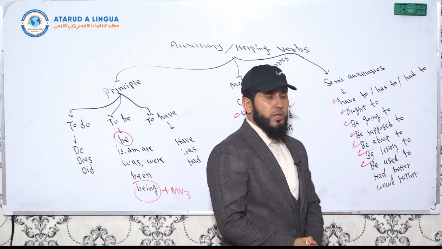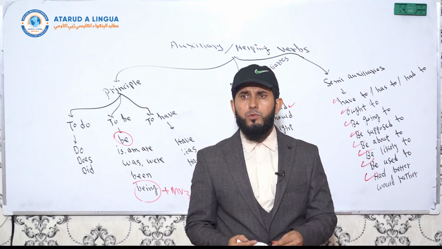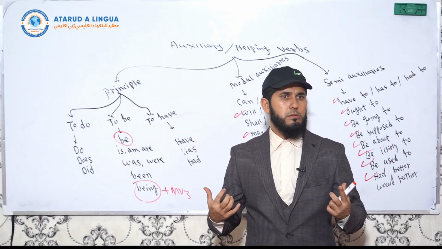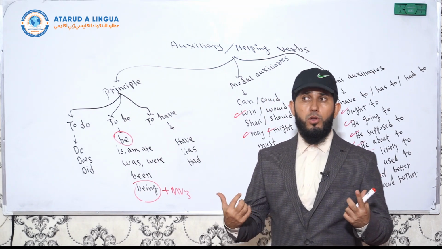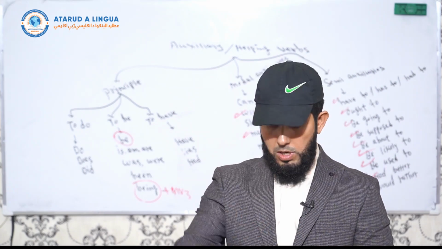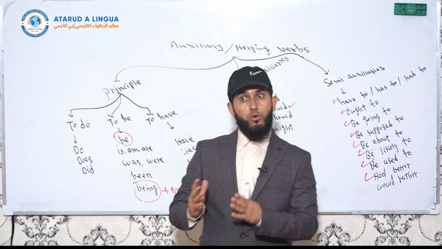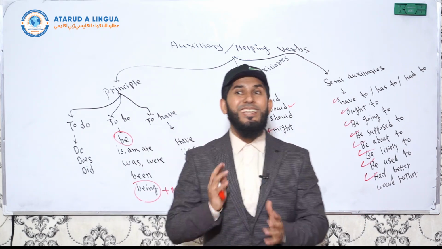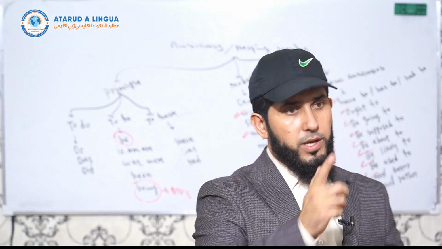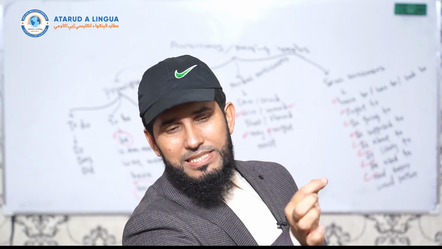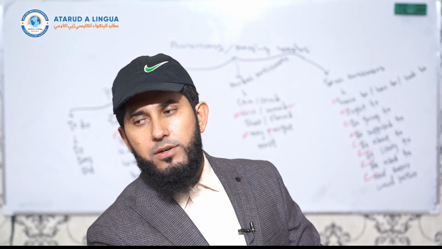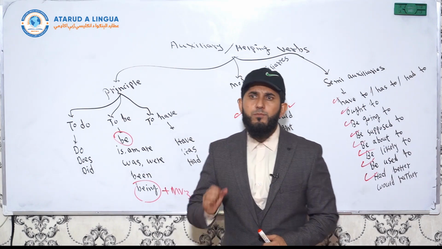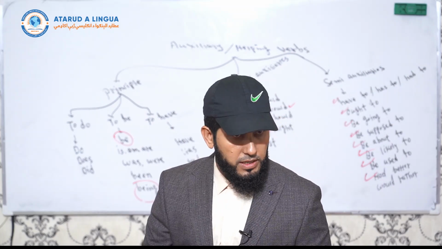And had better also means should. And we use it when we make a strong suggestion, or when we give a warning to ourselves or to somebody. In the short form, instead of we had better, we say we'd better, he'd better, I'd better, she'd better. Pronoun, apostrophe, D. Instead of he had better, he'd better, she'd better, we'd better, I'd better. I'd better leave the class now. I'd better leave means I should leave the class, okay?